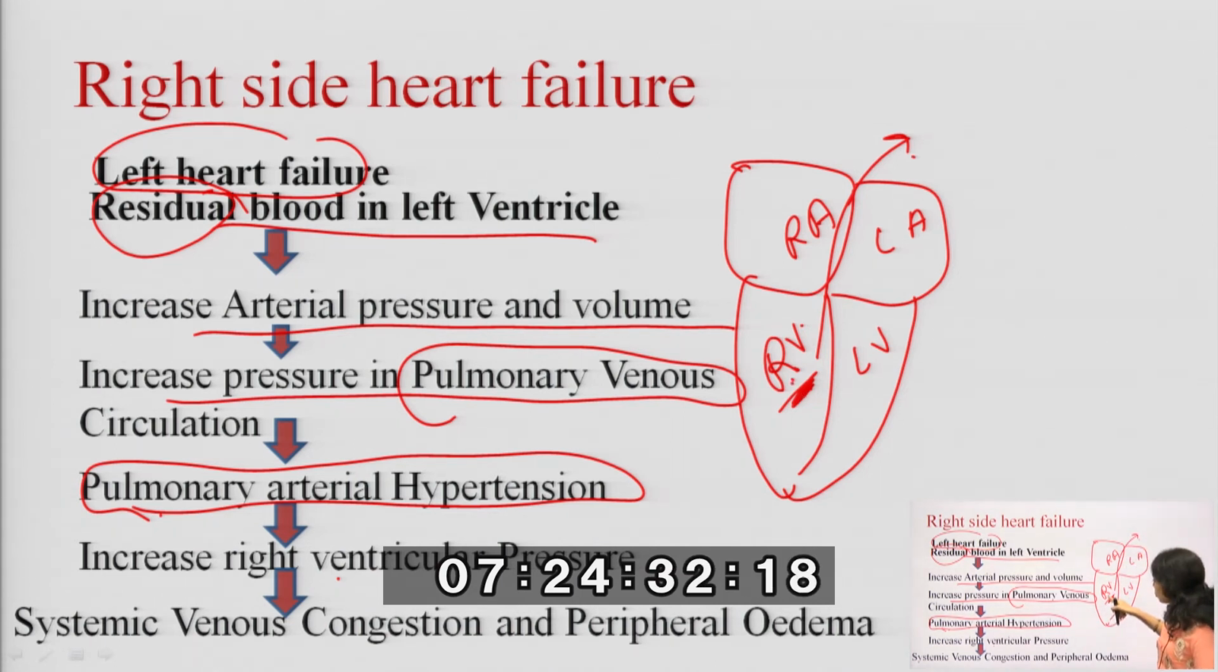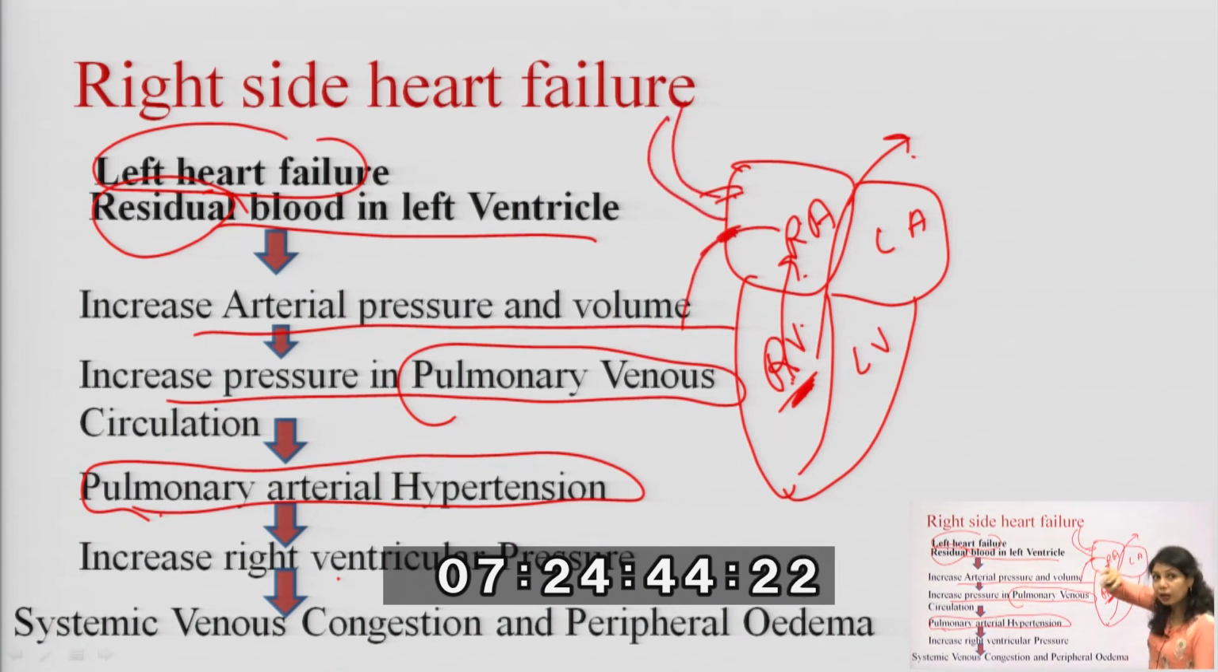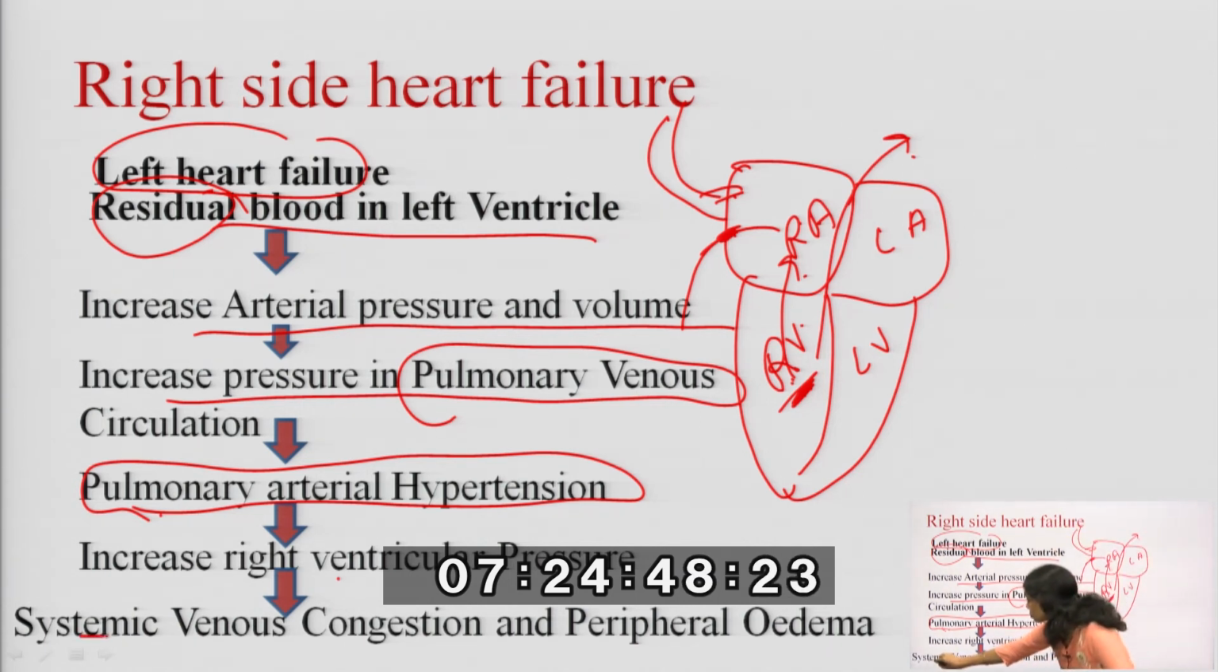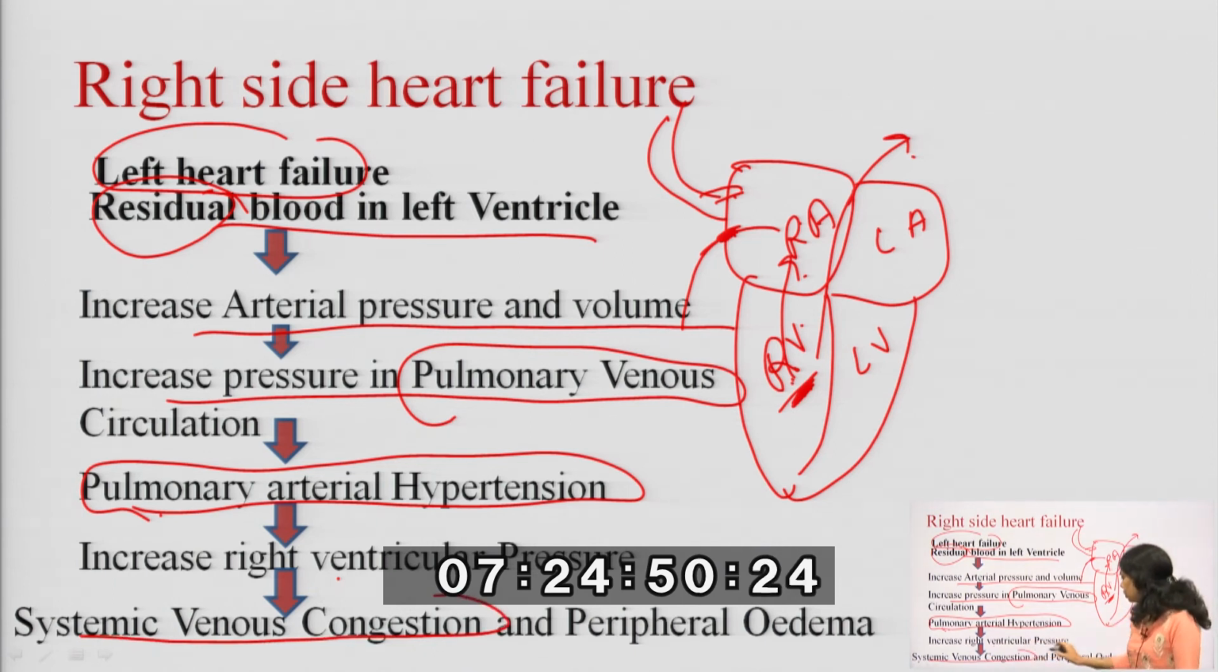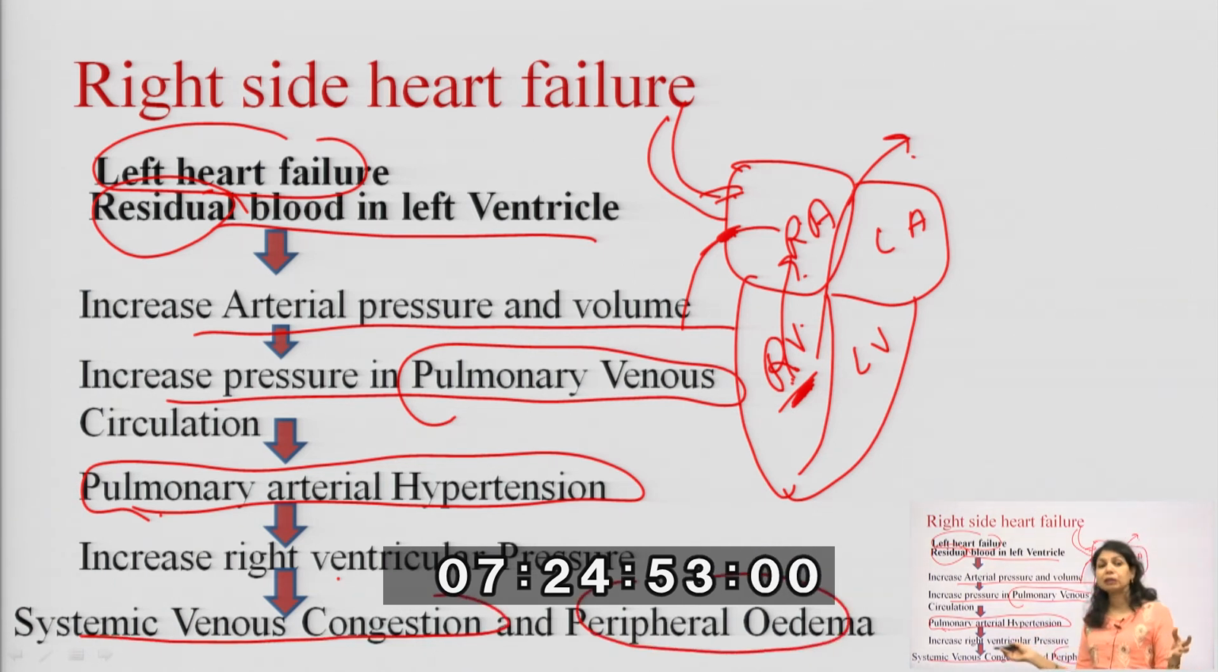So, this excess of the blood will move into the right auricle, and through the inferior and superior vena cava it will finally backflow and accumulate, leading to systemic venous congestion and peripheral edema, that is the accumulation of fluid in the peripheral organs. In the legs there is accumulation of the fluid.